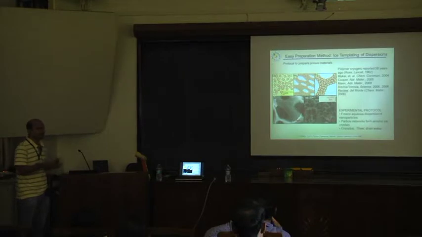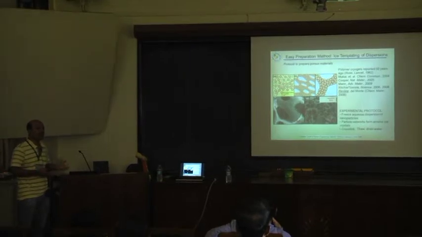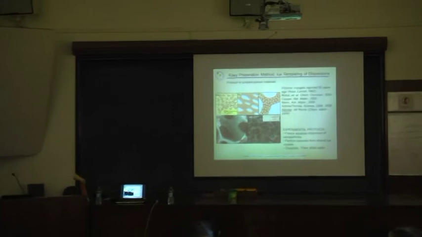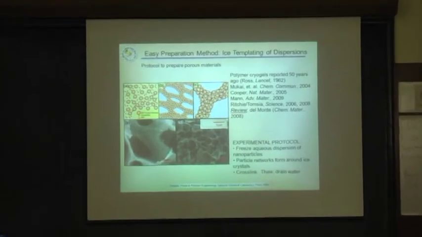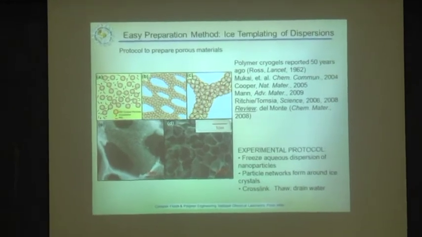And when you're done with the cross-linking, you can simply thaw the water and it comes out, and you end up with these kinds of structures, right? So the porosity depends on the concentration? Depends on the concentration, and you can vary that, right?